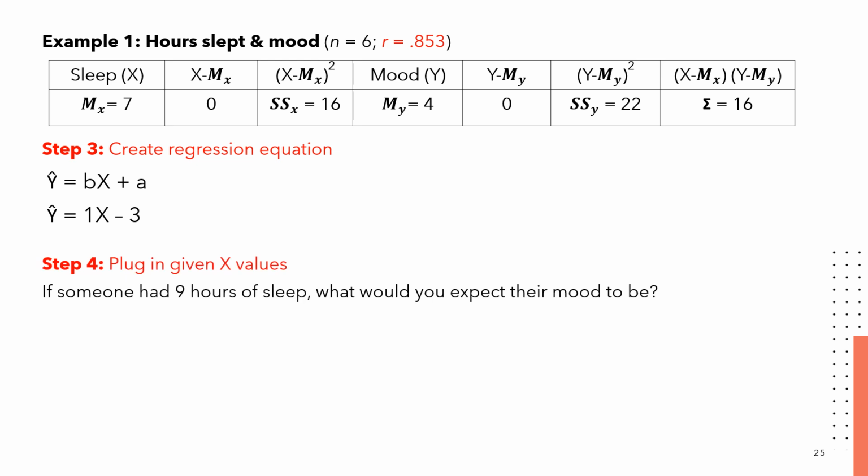So if someone had 9 hours of sleep last night, what would we expect their mood to be, given that happiness is measured on a 10-point scale? Taking that equation, we just plug in 9 for x and solve. 9 minus 3 is 6, so we would predict that this person would be about a 6 on the happiness scale.